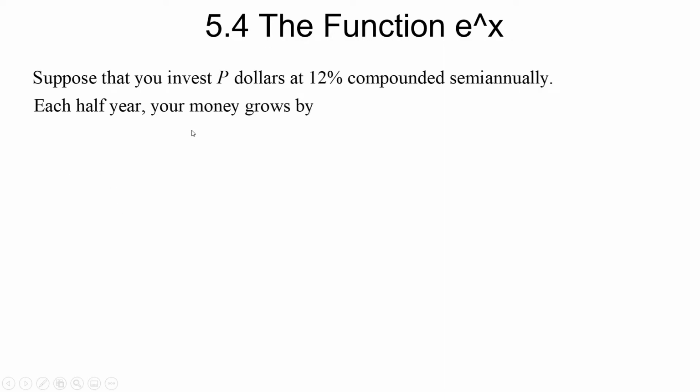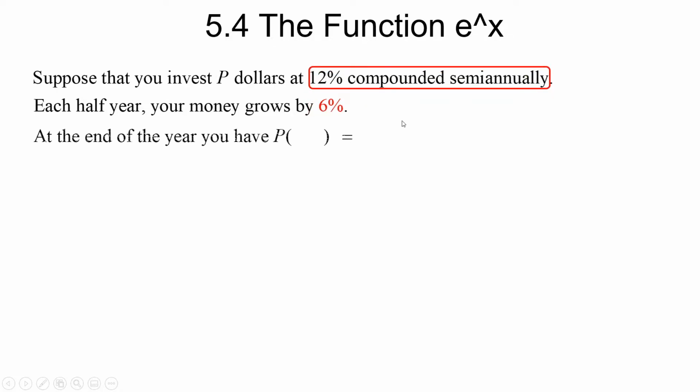Each half year your money grows by, okay, and again, we get 12% interest, but we're compounding semi-annually. That means twice a year. So that means each half year your money grows by half of that 12%, or 6%. And at the end of the year you have my investment P times my growth factor. If I'm growing each half year by 6%, my rate is 0.06 and my growth factor is 1.06.